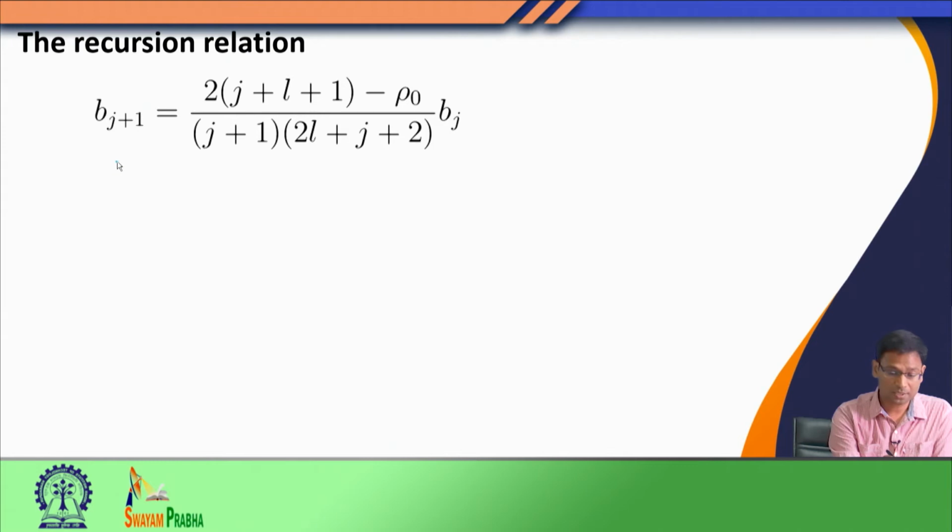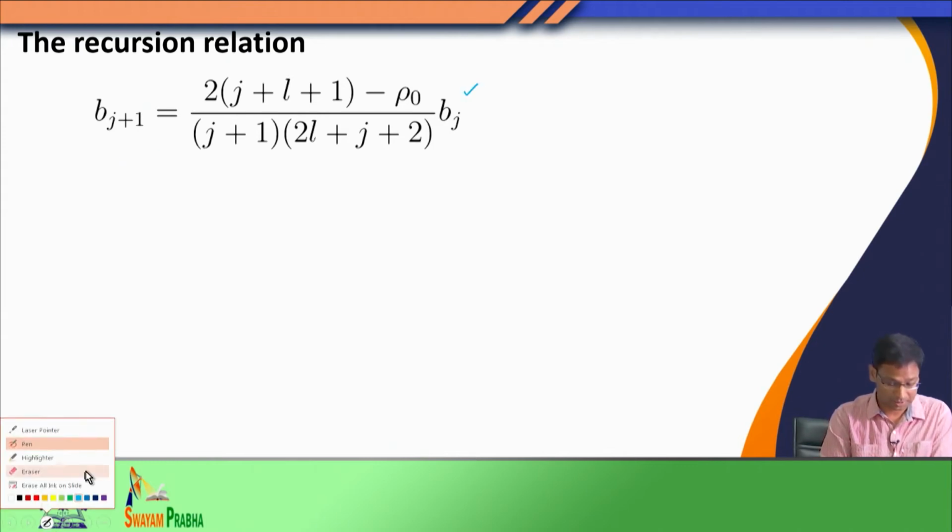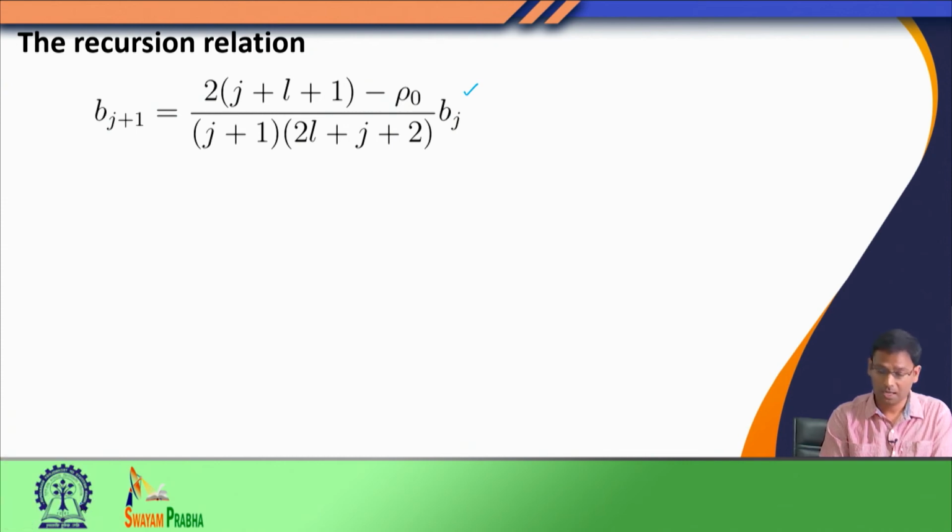This is the recursion relation that we had from the last slide. Now, you see we have shown that every time I have a Bj, using this relation, which simply depends on j, which is the index of our expansion, L the orbital angular momentum, which goes from 0, 1, 2, and so on and so forth. Rho 0 is a quantity that we had defined in our earlier class. So, if I know Bj, I can always obtain Bj plus 1.